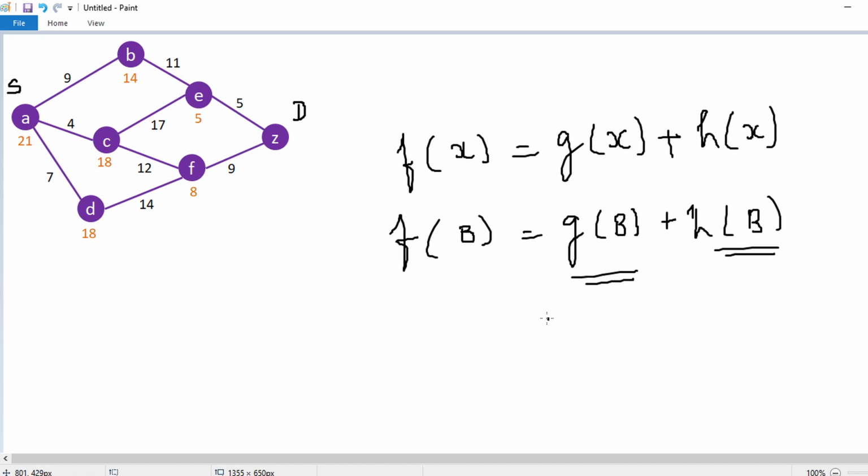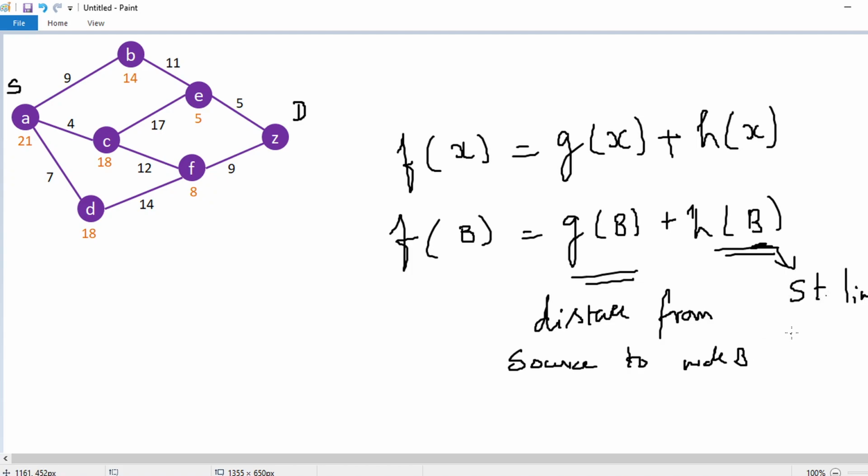Okay, so the g is the distance from source to node B. This is the heuristic, the straight line distance from B to Z, which is the destination. So this is 14 here, so that is the heuristic. And what is g of B? To come to B from source, what is the cost? 9. Okay, so that's how we calculate the A star's value.